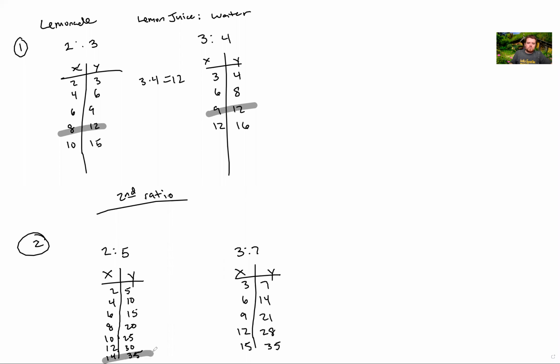So in the first ratio, I had 14 to 35. In the second ratio, I had 15 to 35. So once again, in this example, the second ratio had the higher concentration. Only slightly, but it did have a higher concentration.